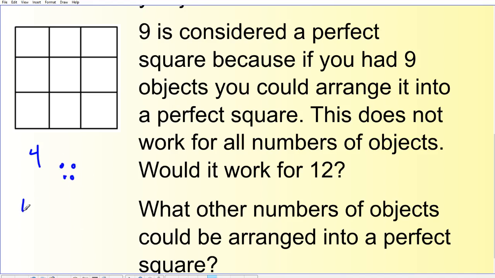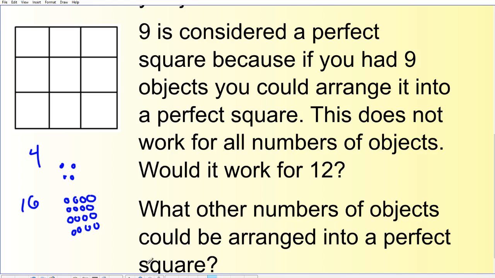If you had 16 objects, maybe we're using Skittles now. Perfect square. There's 4 on each side. That is 16. Same thing works with 25 and 36 and 49. All of those are called perfect squares. But this doesn't actually work for all numbers of objects.